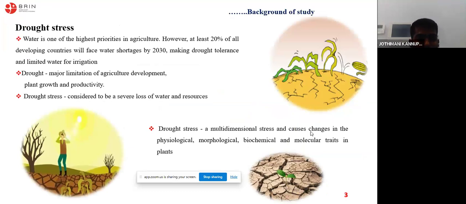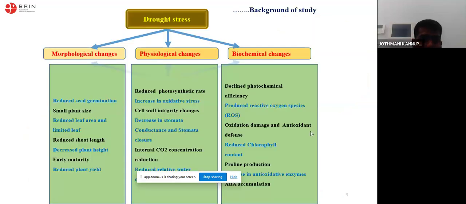Drought stress is one of the major limitations of agricultural development, plant growth, and productivity. It's considered a severe loss of water and a resource. Understanding and mitigating drought stress is essential for improving crop resilience and productivity. And this slide shows that drought stress can lead to morphological, physiological, and biochemical changes in crop plants.